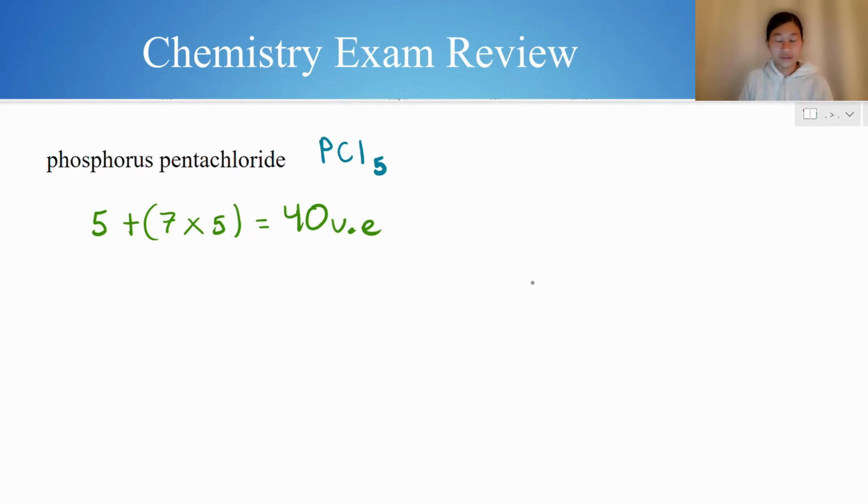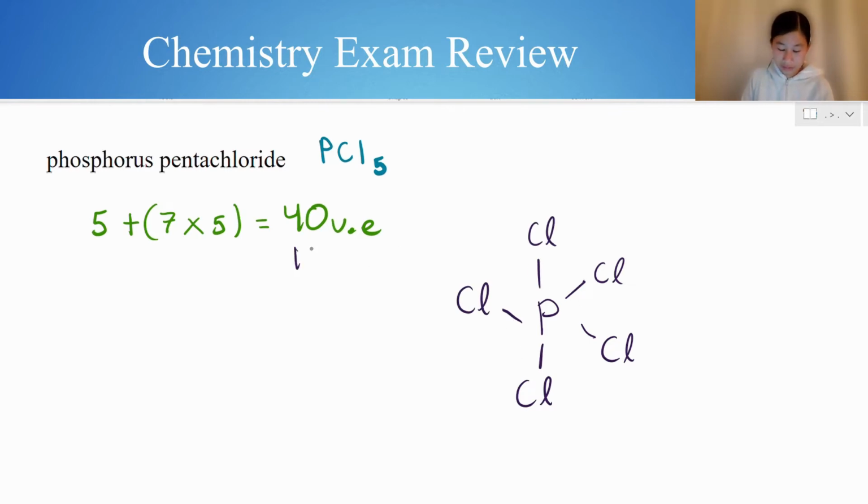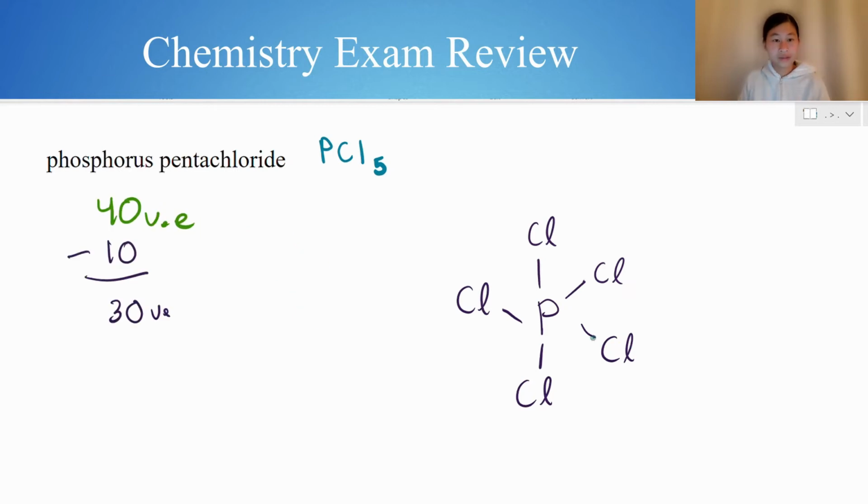Now let's draw the skeletal structure. So we will put phosphorus in the center and attach via single bonds the 5 chlorine atoms. Doing this, we just used 10 valence electrons, so now we have 30 left. With these 30 left, I will start putting them around the outer atoms first. So 2, 4, 6, 8, 10, 12, 14, 16, 18, 20, 22, 24, 26, 28, and 30.